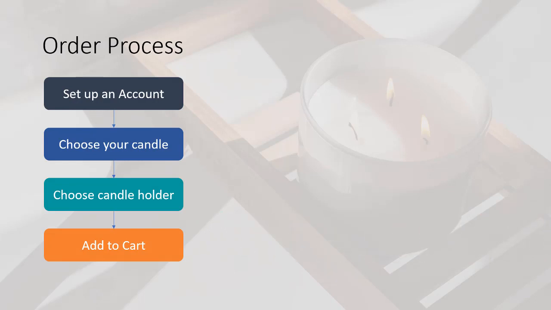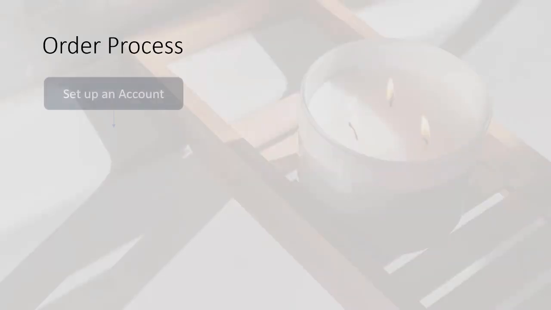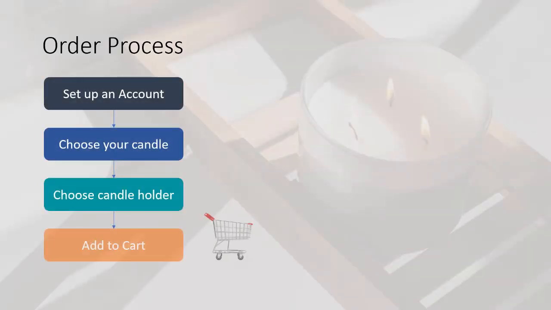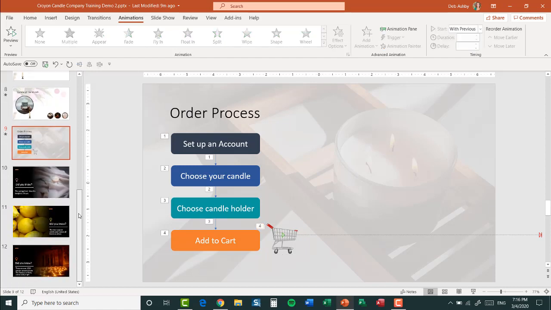Now if I want that cart to move as that add to cart process comes into play, all I need to do is select the cart and say start with previous. So again, if we play this time, it automatically goes. So you can use custom motion paths for lots of different things, and they can really add a lot to your presentation.